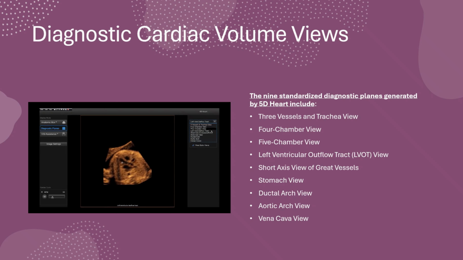outflow tract, focusing on the pathway from the left ventricle, the short axis view of the great vessels, which also covers the right ventricular outflow tract. The stomach view, important for confirming situs, the ductal arch view and the aortic arch view, both critical for evaluating major arterial pathways, and finally the vena cava view, rounding out the key vascular anatomy we need to assess. Together, these 9 planes help us get a complete, reliable picture of fetal cardiac anatomy.